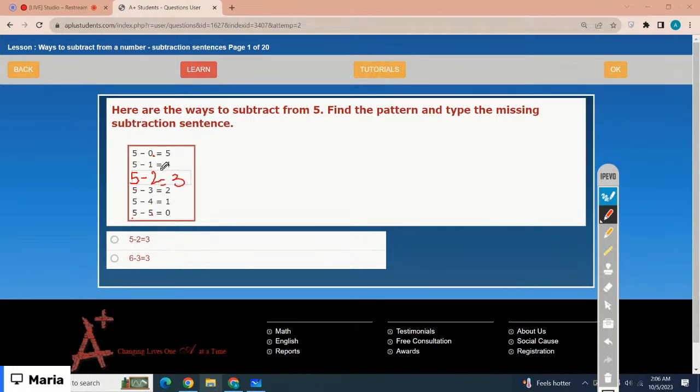So that is the subtraction sentence you are missing, right? The correct option is 5 take away 2 is 3. Option number 1 is the correct option. Got it?